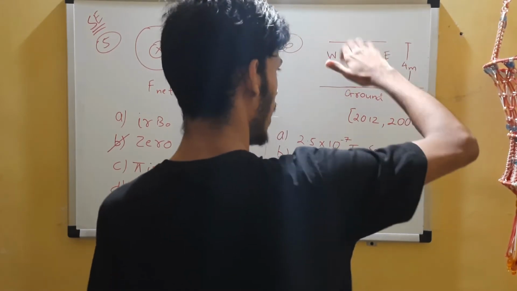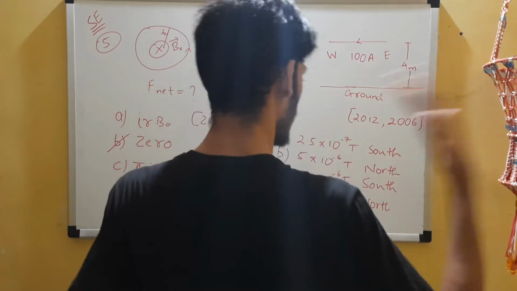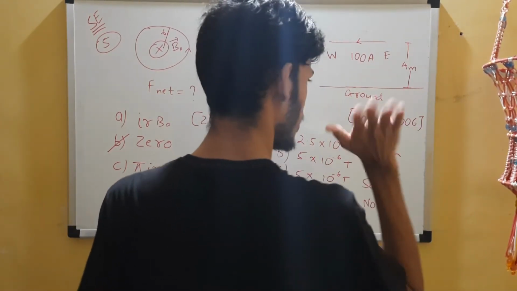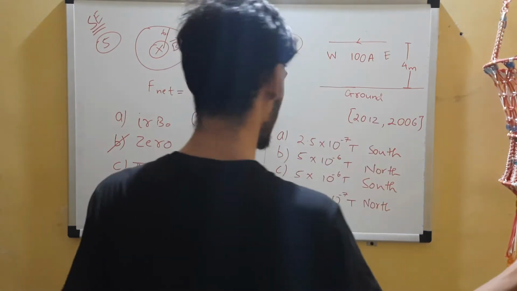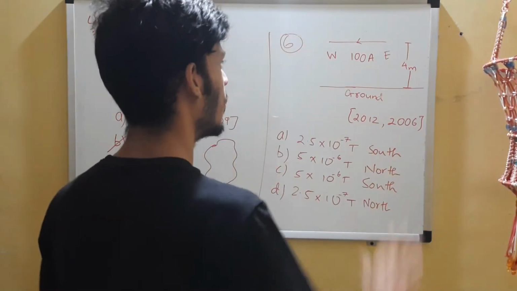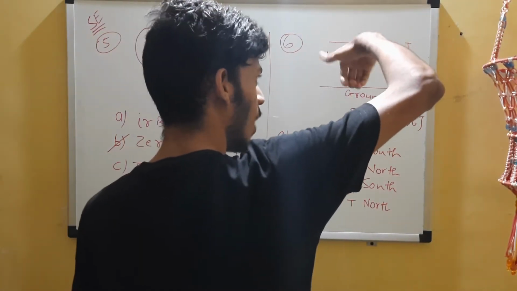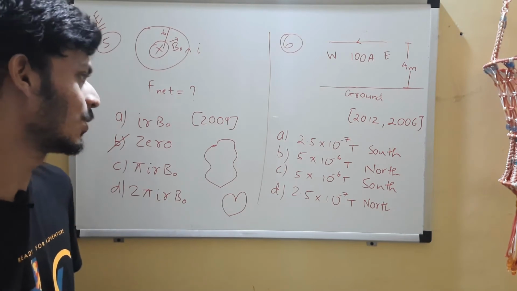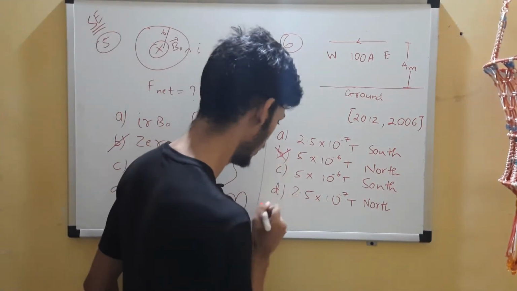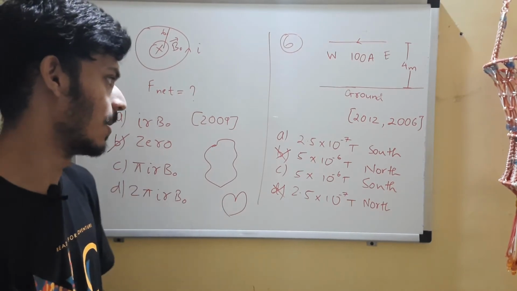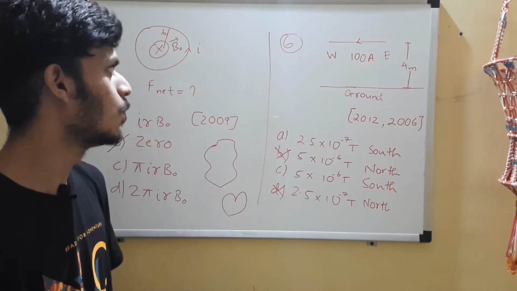The direction of the field at ground is towards you. You can see this is east direction, this is west direction, north is in front, south is towards you, right? East, west, north is in front, south is towards you. So the direction of the field at ground is towards you, which means it's in the south direction. So option B and option D, get out of the way. North is not the correct direction of the field. The field is in the south direction.